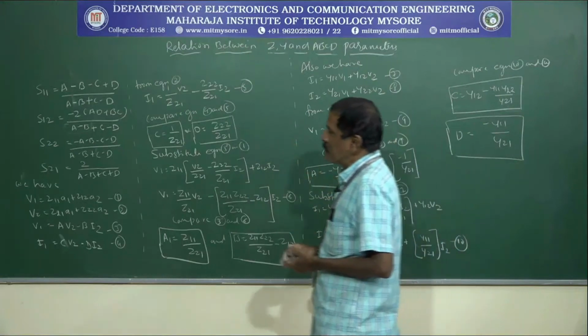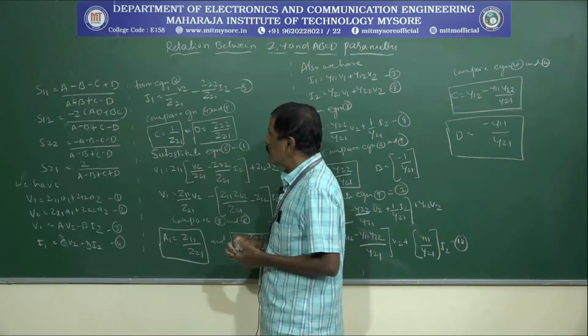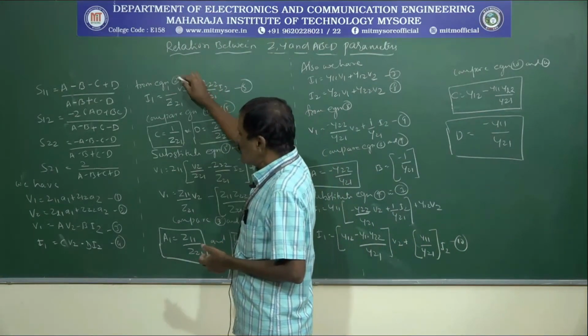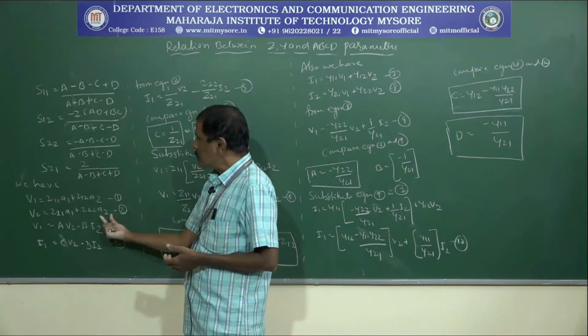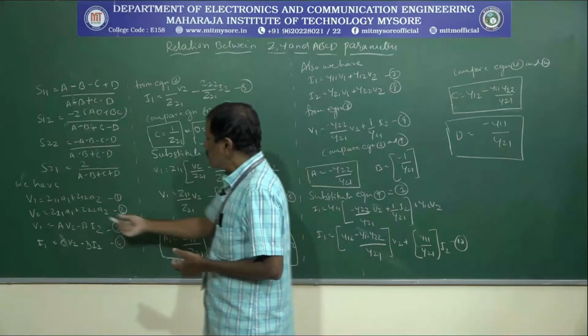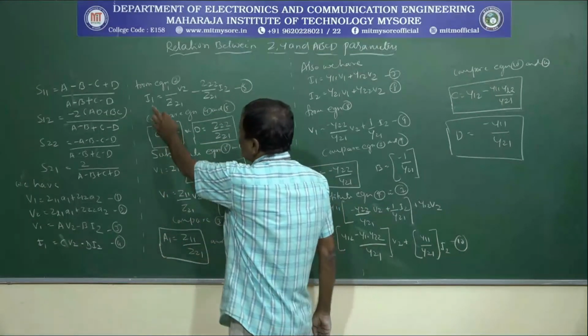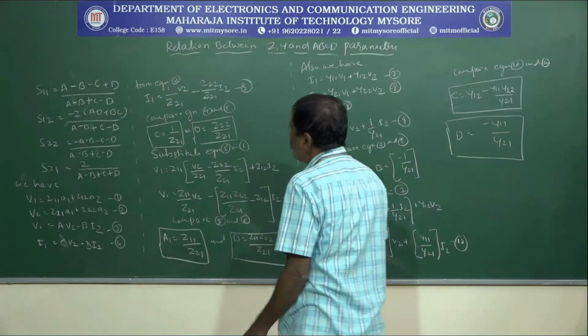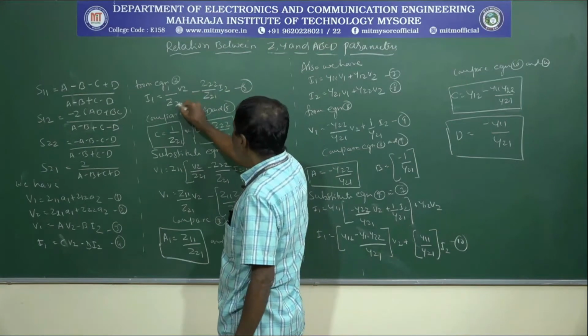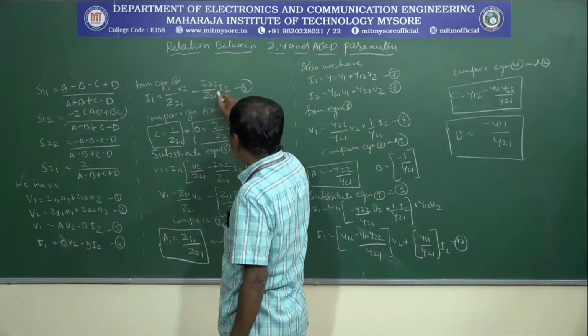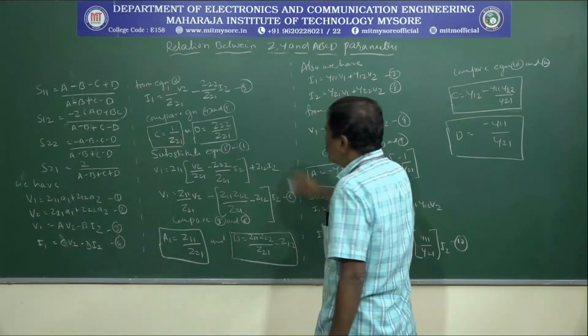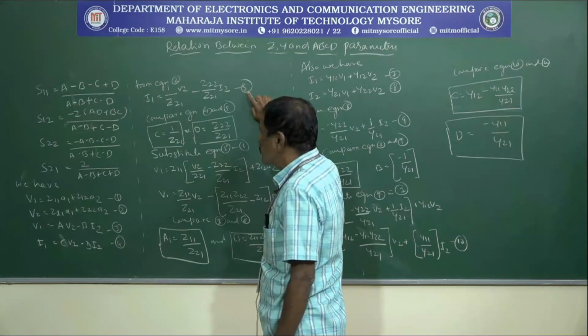Now, in order to further simplify and get the different parameters, from equation number 2, take this particular equation, and we will try to write that I1 equals V2 divided by Z21 minus Z22 divided by Z21 into I2. Then we will call it equation number 5.